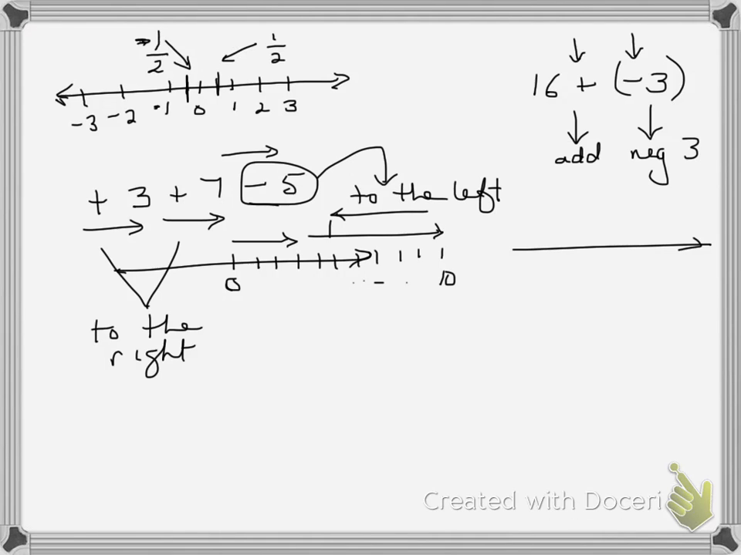On a number line, if I start with 0, I would go to the right 16, because 16 is the same as a positive 16, and then I would go to the left 3 to get my final answer.